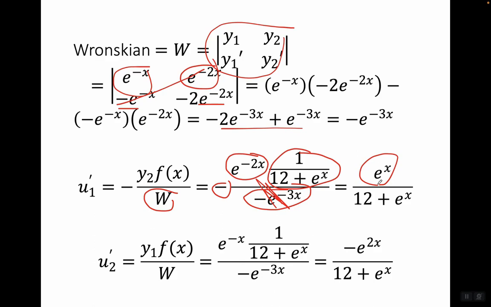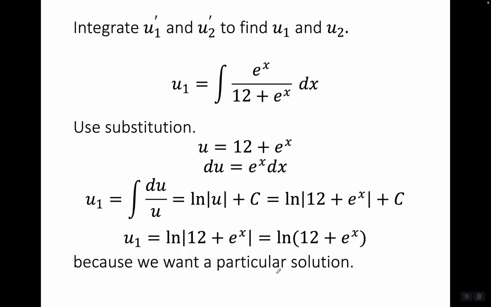u2 prime is going to be y1 f of x over W. y1 was the first solution to the homogeneous differential equation, which is e to the negative x. f of x we know, W is the same. So the e to the negative x and the negative e to the negative 3x simplify to negative e to the 2x, because when you subtract these exponents, negative x minus negative 3x, that just is positive 2x. Okay, so we have negative e to the 2x over 12 plus e to the x. That's u2 prime. So we integrate these to find u1 and u2.